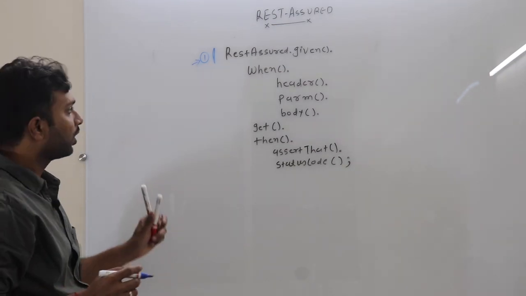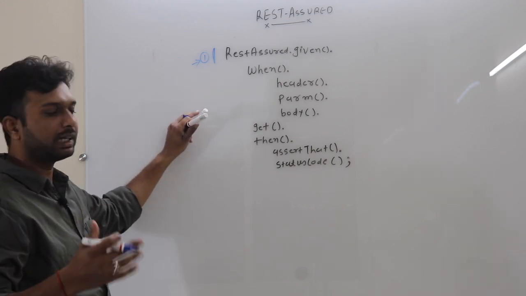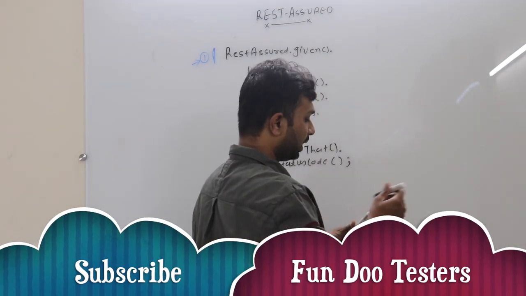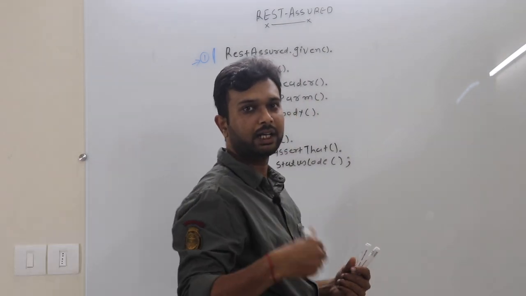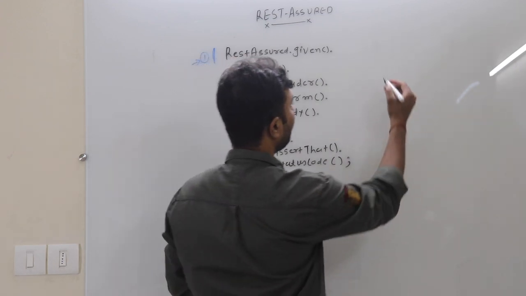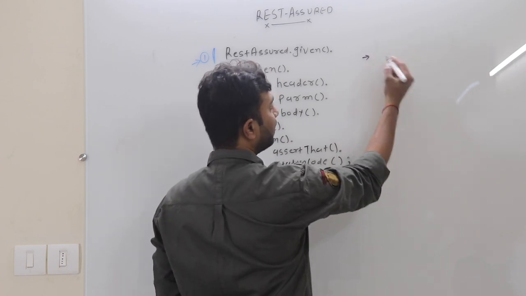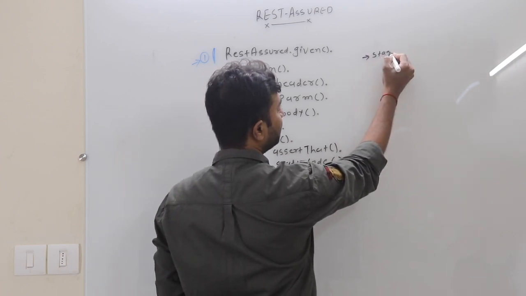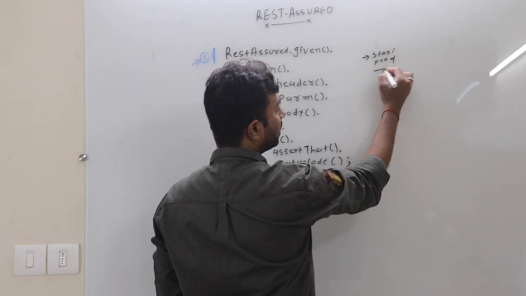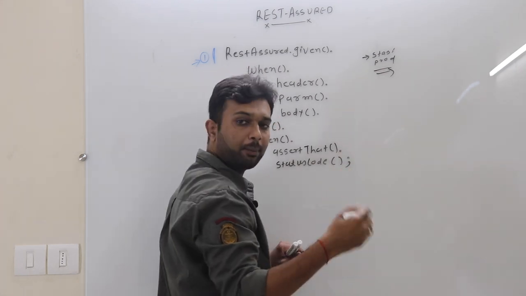Before starting this, we need to understand the API structure, how we are dealing with the API. Let's say this is my get API. How does a get API look, and what are we passing with it? In API testing, let's say we are testing in different environments, like staging, prod, or other environments. So how does our API endpoint look?